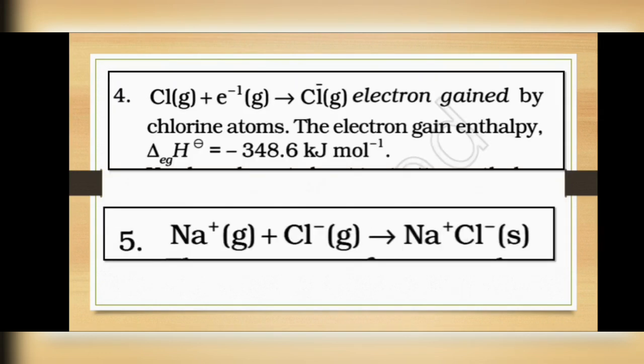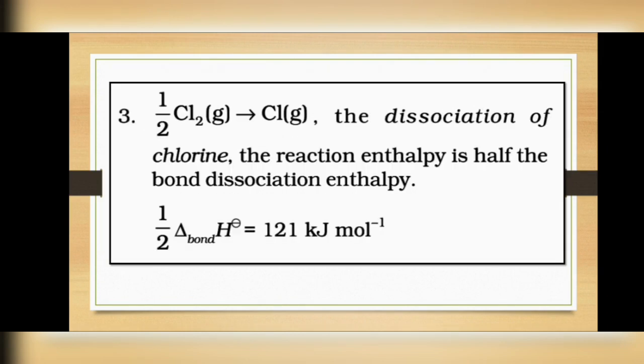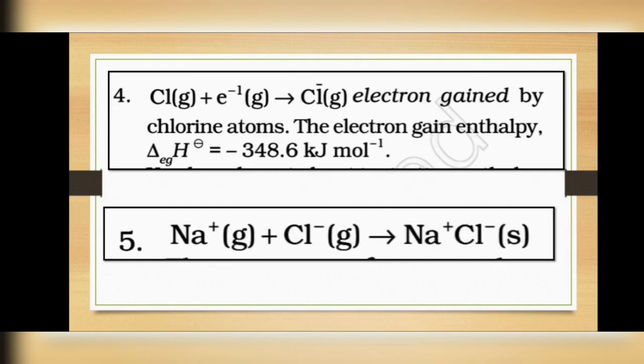Okay, now the fourth step: you got chlorine atom in gaseous state. Now you need Cl minus. To get a minus charge, you need to accept an electron. So chlorine will accept one electron and will give Cl minus in gaseous state. To gain an electron you release energy, that is electron gain enthalpy, which you have already studied. Electron gain enthalpy of chlorine atoms is given as minus 348.6 kilojoules per mole.